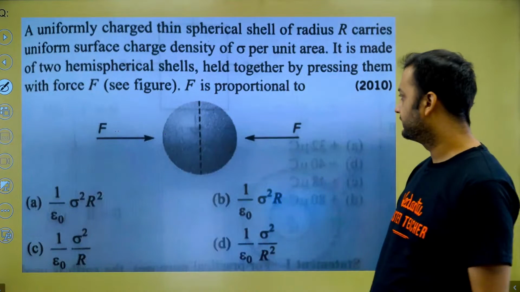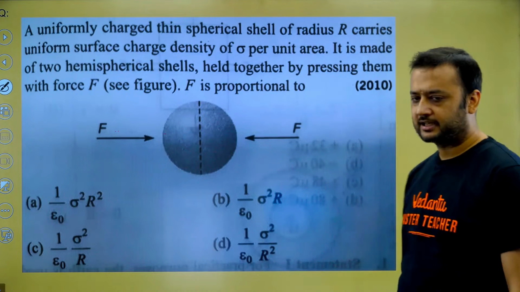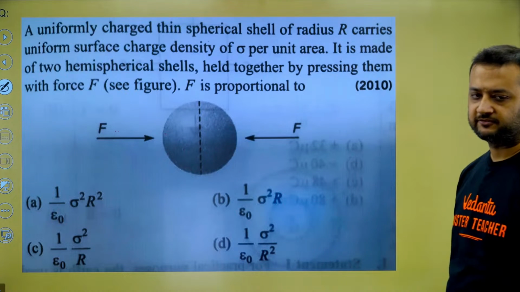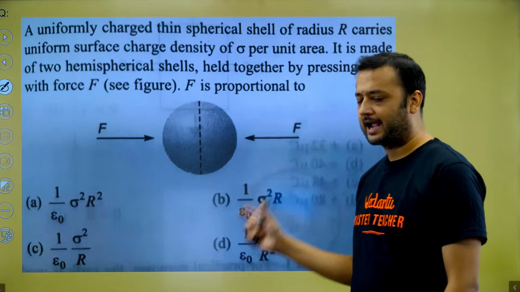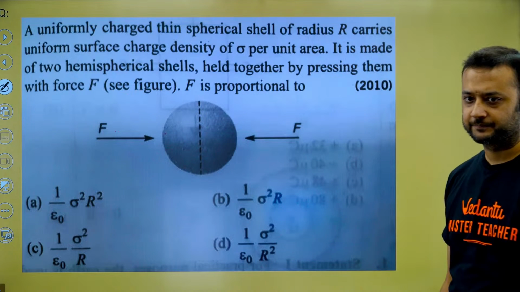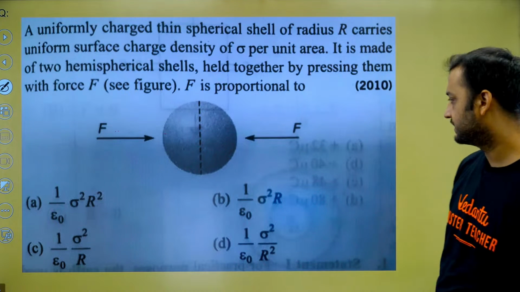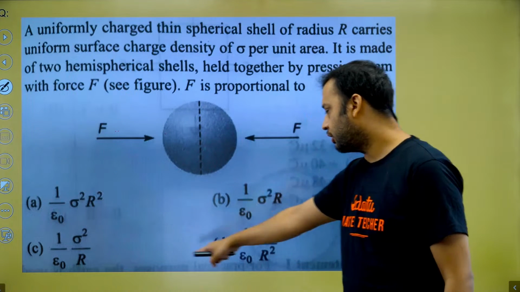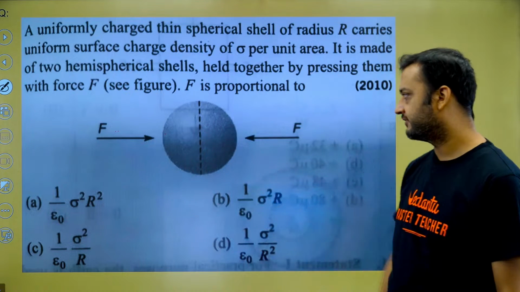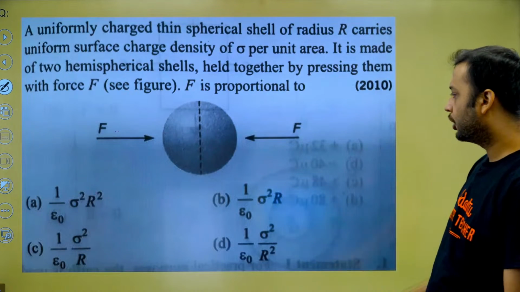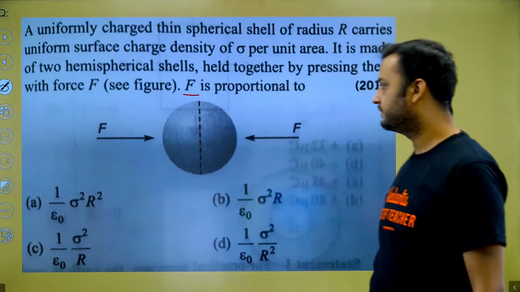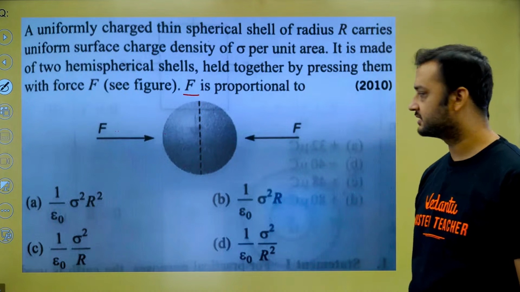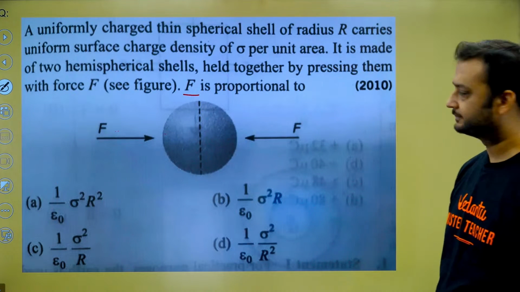Let us see the next question. This is a very, very nice question that came in 2010. You can see it's a very beautiful question. Again, this had to be done by dimensional analysis. If you look at the options, all the options had different dimensions. We wanted the value of the force, so we just have to check which option has the dimension of force.